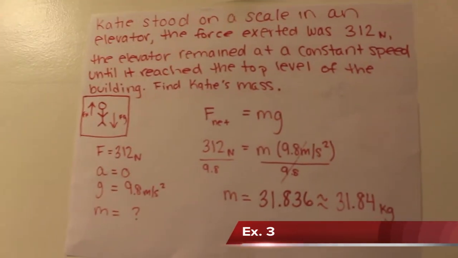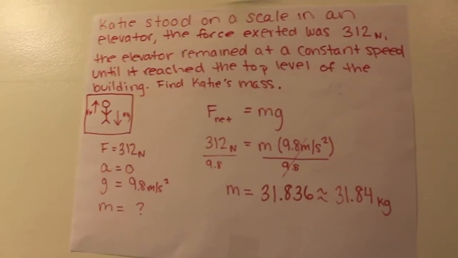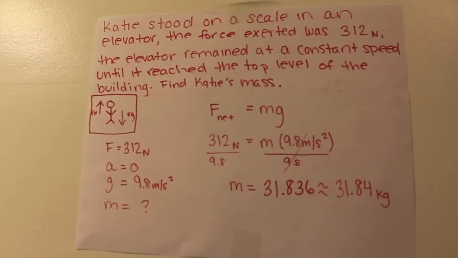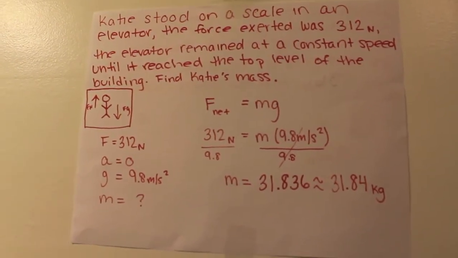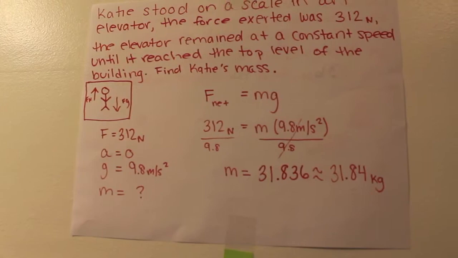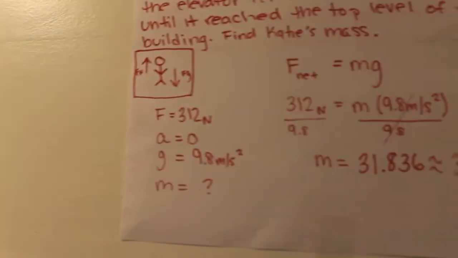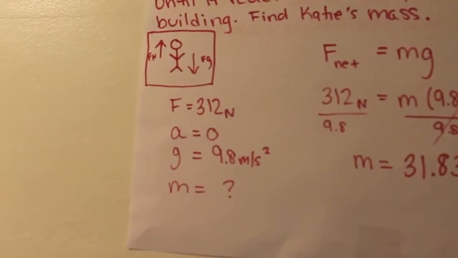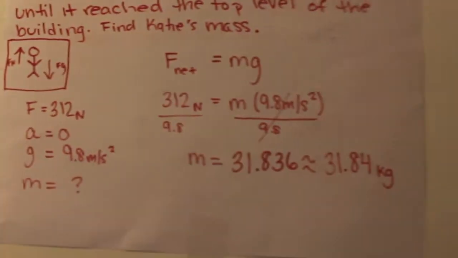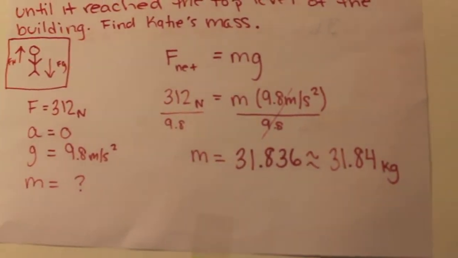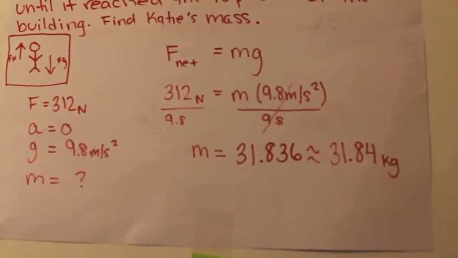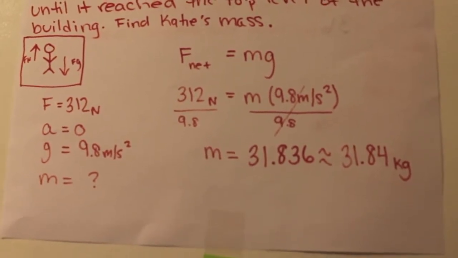Katie stood on a scale in an elevator. The force exerted was 312 newtons. The elevator remained at a constant speed until it reached the top level of the building. Find Katie's mass. So we draw our diagram, give our known values, and we use the formula Fnet equals mg, and we plug in, and we divide by 9.8 on both sides to get the mass, which is 31.84 kilograms.